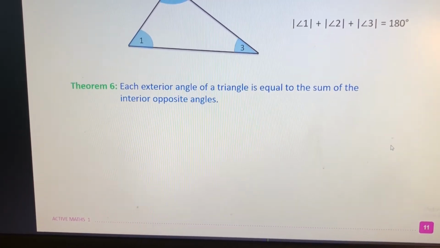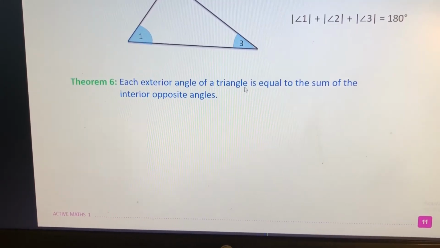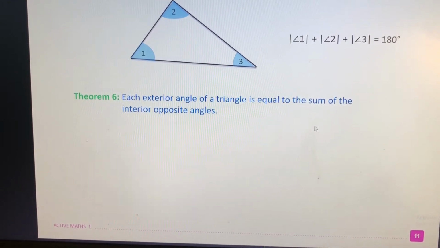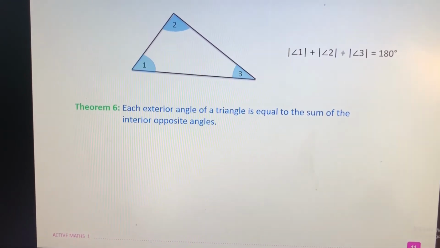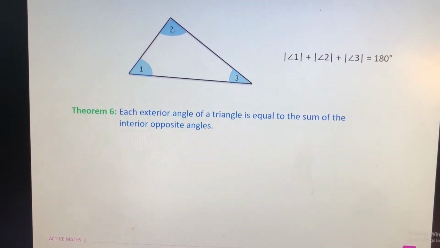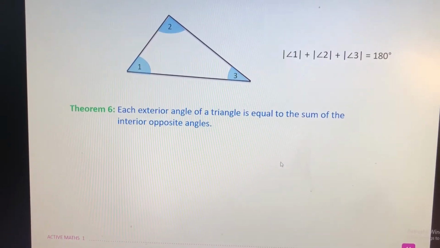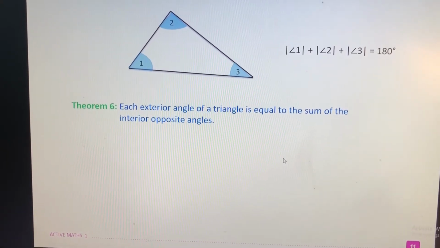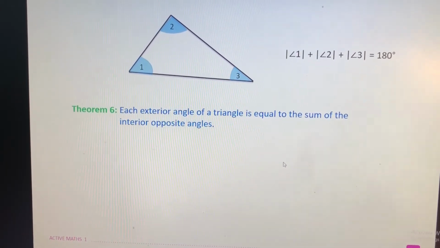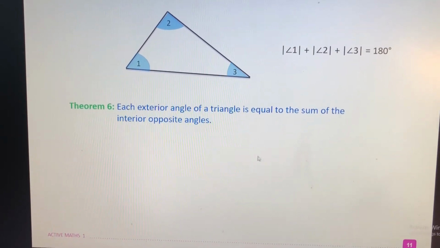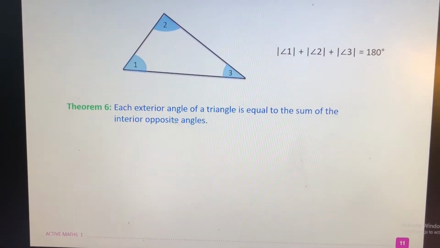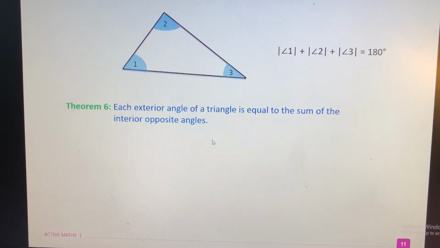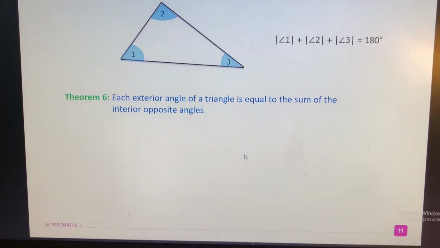Now Theorem 6, this is a little bit different, something that you may not have come across before, so we're going to make sure that we really pay attention here. And this says that each exterior angle, now we actually haven't looked at any exterior angles yet. All of these angles inside a triangle are interior angles. Interior means inside something. So an interior designer designs how we decorate inside our houses, for example. The exterior is outside. So the angles outside of the triangle, what does this look like?